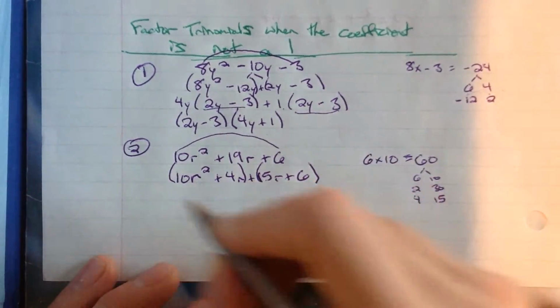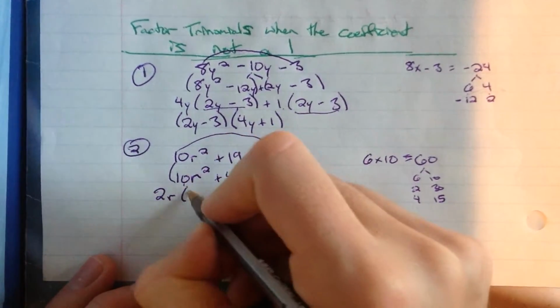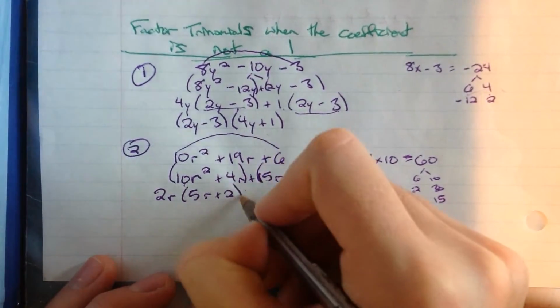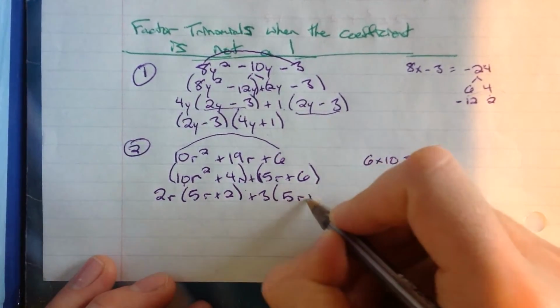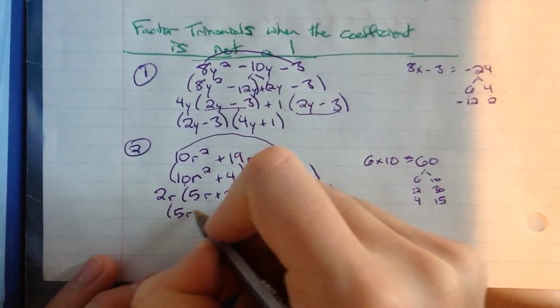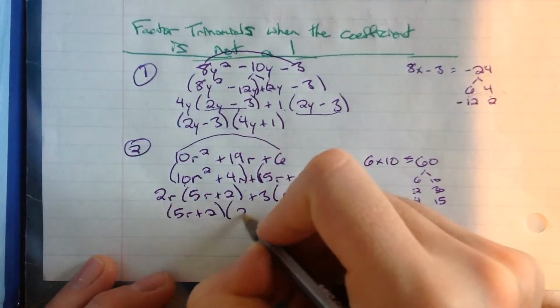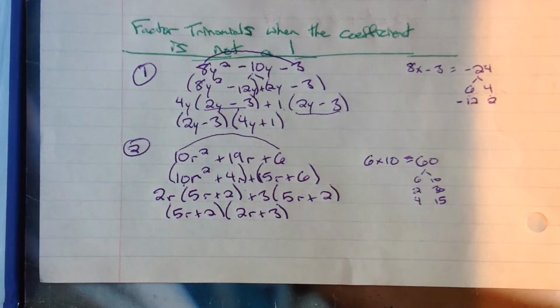Group in pairs of 2. What's common between 10r squared and 4r is a 2r, leaving me with 5r plus 2. Out of the second pair, I can pull out a 3, leaving me with 5r plus 2. So the 5r plus 2 becomes one term, and 2r plus 3 becomes our other. And we have factored 10r squared plus 19r plus 6.